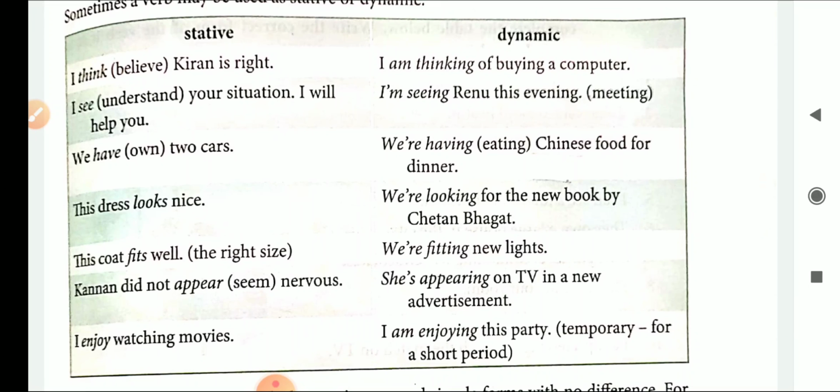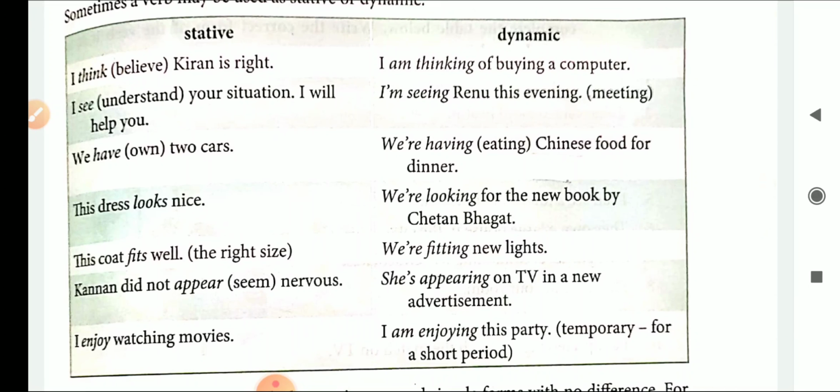I am seeing Reenu this evening. Here seeing is not "see". The meaning is meeting. The meaning is I will meet Reenu this evening. That's the meaning. So the stative verb is used as dynamic.